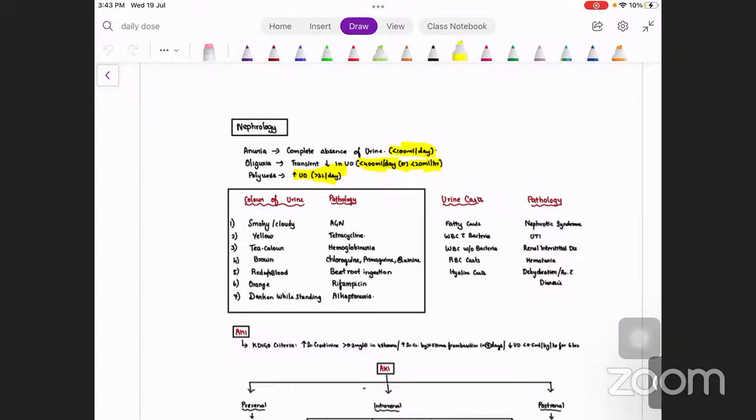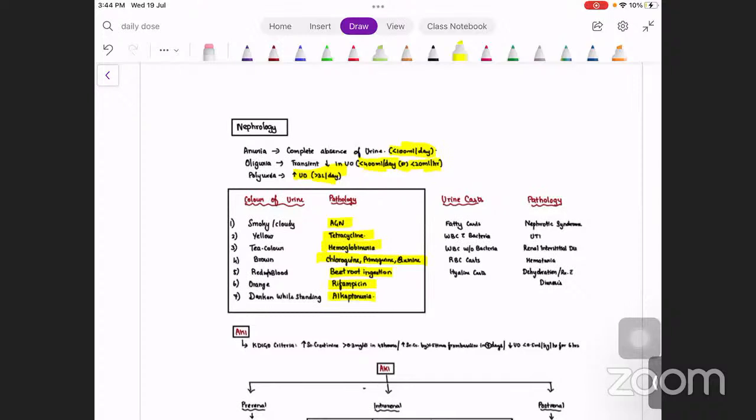Then what color indicates what type of pathology? Color of urine and the pathology. Smoky urine, acute glomerulonephritis. Yellow urine, tetracycline. Tea color, hemoglobinuria. Brown color, chloroquine, primaquine, and quinine. Red without blood is beetroot ingestion. Orange is due to rifampicin. And darkening on standing is alkaptonuria. This is a classical MCQ.